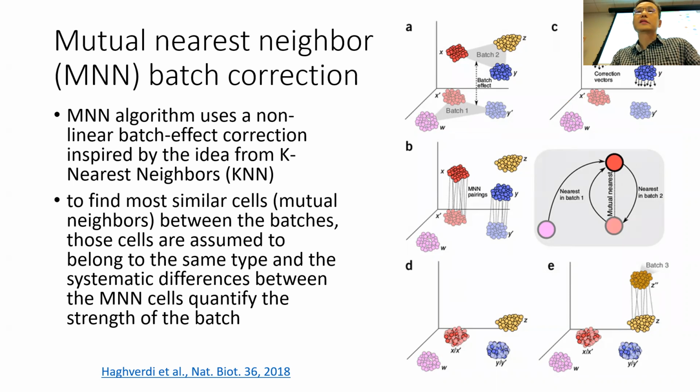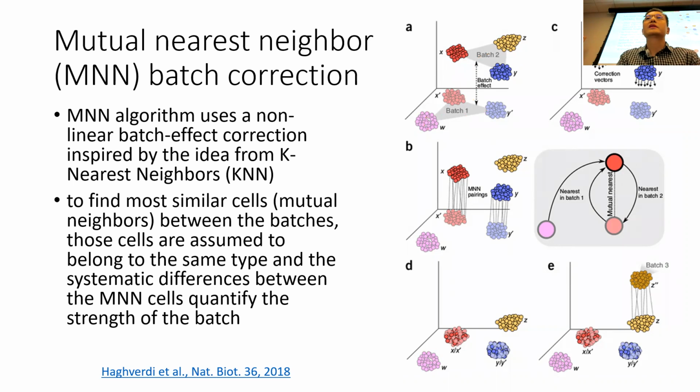This method is designed in this way. First, you embed your cells, just like you did in UMAP or t-SNE, and you embed them for different batches. In this illustration, you have batch 1 and batch 2, and then you start to look across batches at the nearest neighbor, just computing the distance between cells.